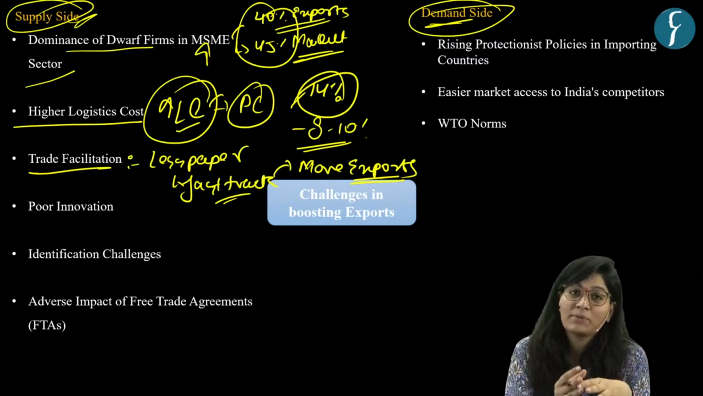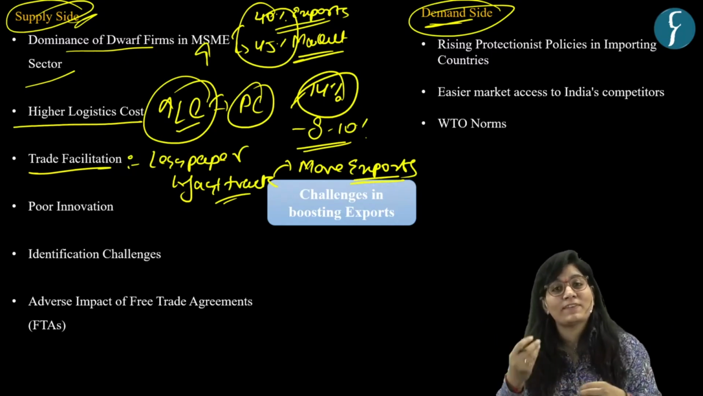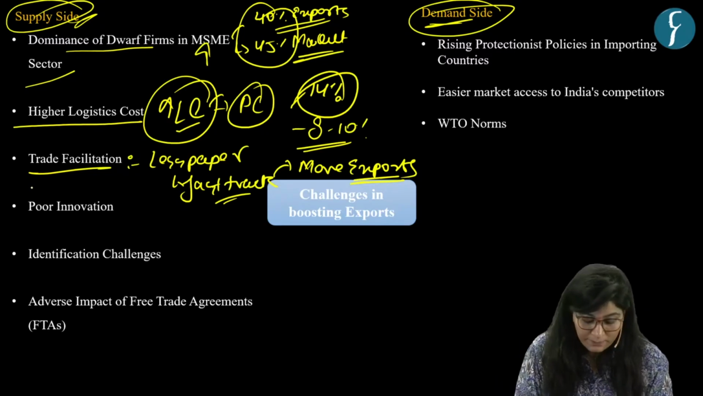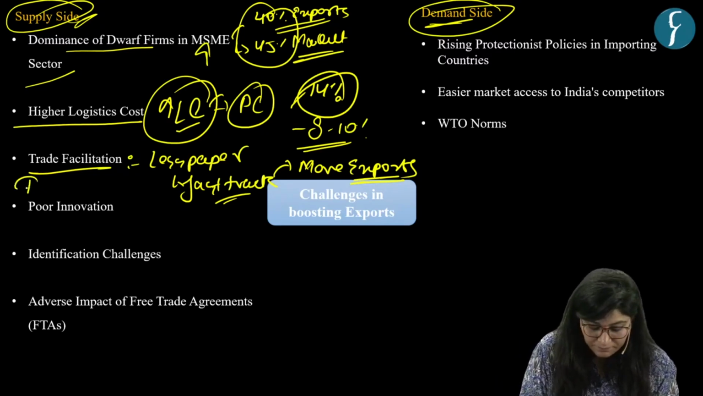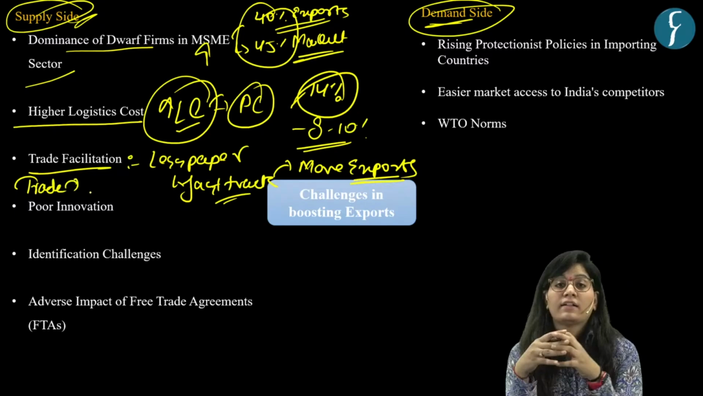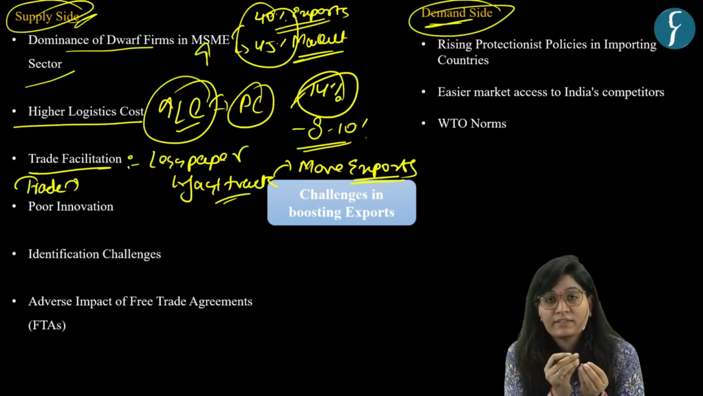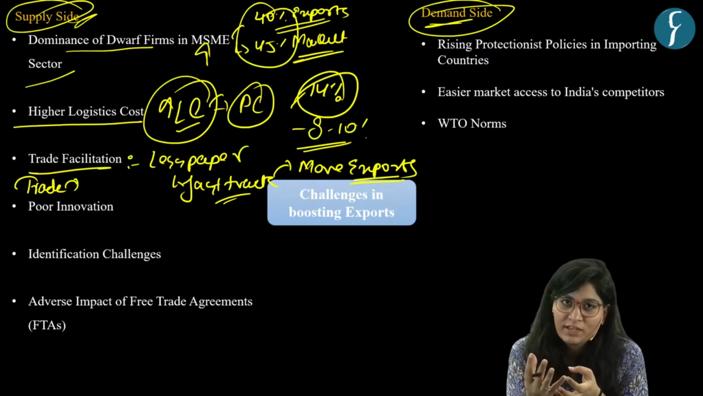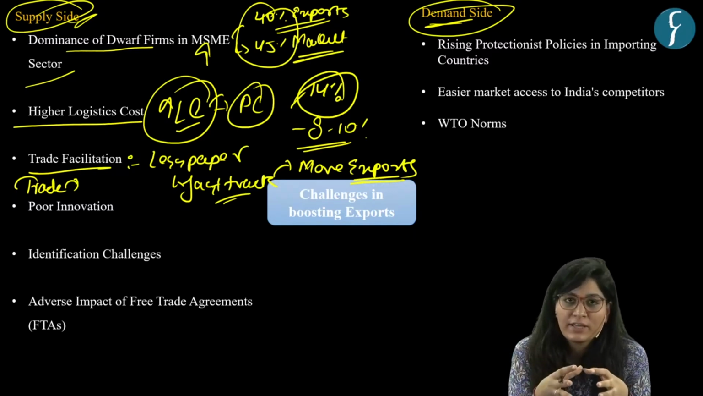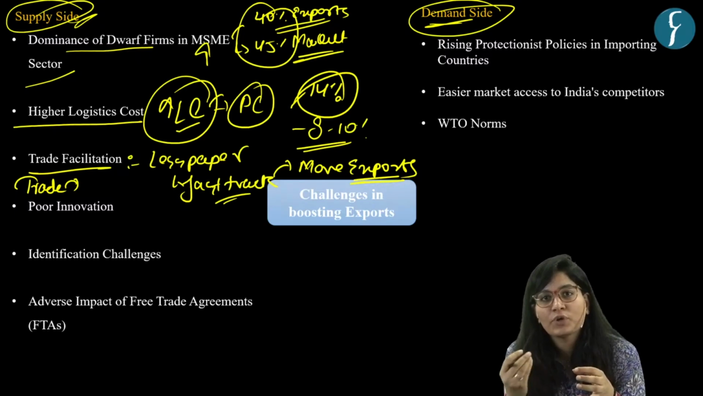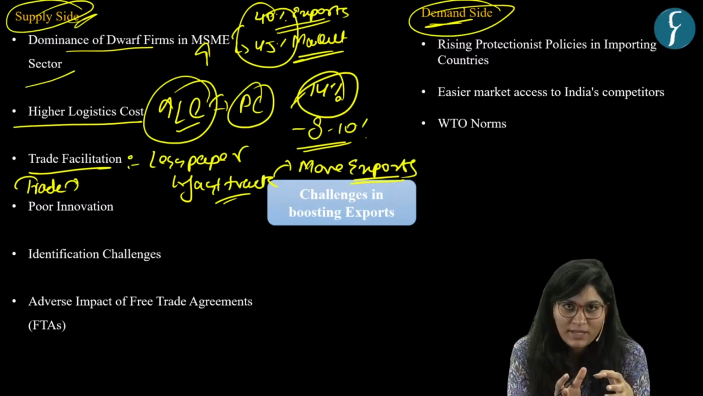But if you talk about India, India's trade facilitation criteria is quite low, which is one of the measures if you are talking about ease of doing business, which is calculated by the World Bank. Okay.